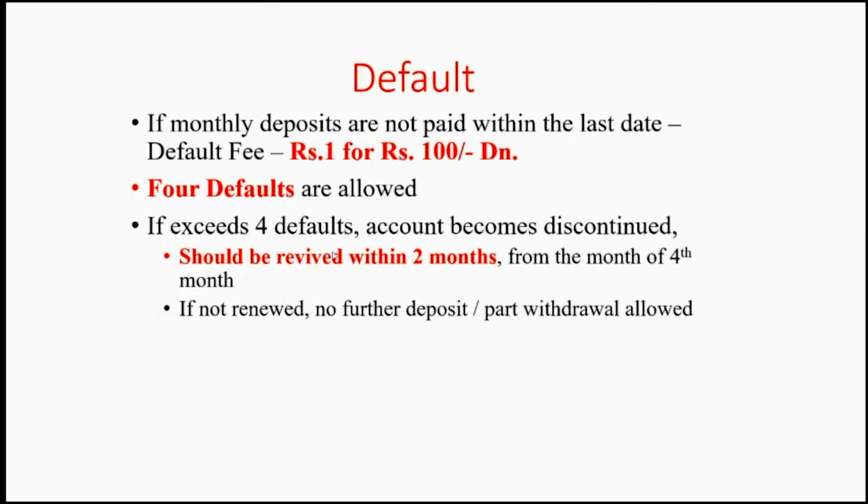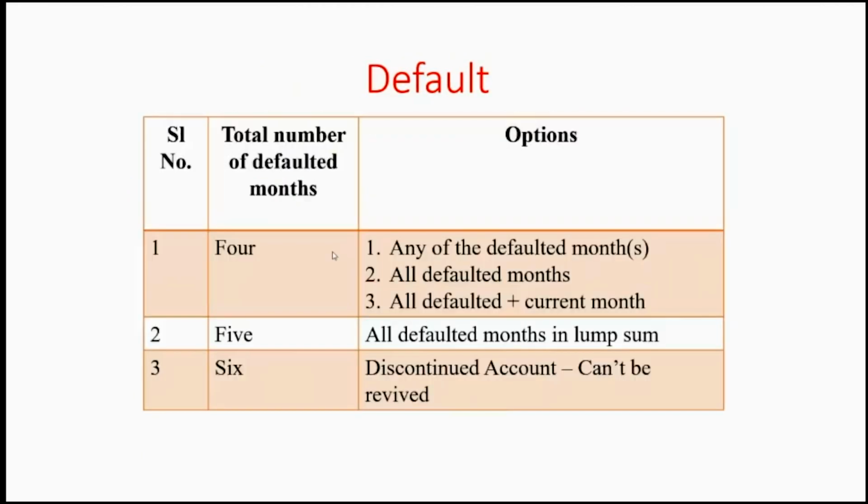After these 4 defaults, the account should be revived within 2 months from the month of the fourth default. So 4 defaults can be allowed. After this, the account should be revived within 2 months. If not revived, no further deposit can be made, and the account will become discontinued. So this is the rule about default. Remember, 4 defaults are allowed, and it can be revived within 2 months.